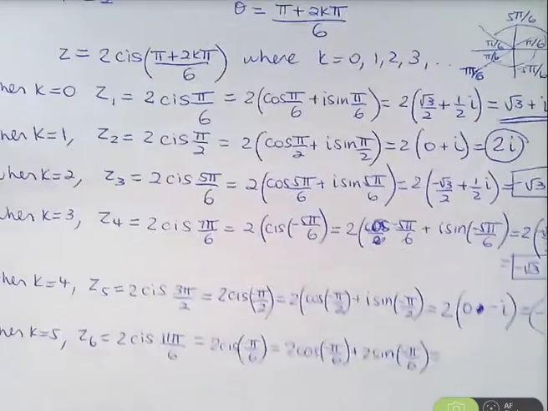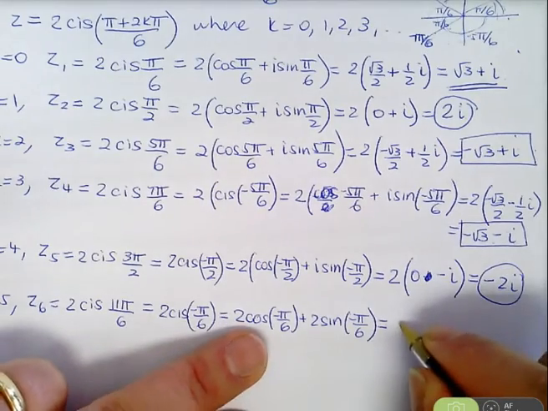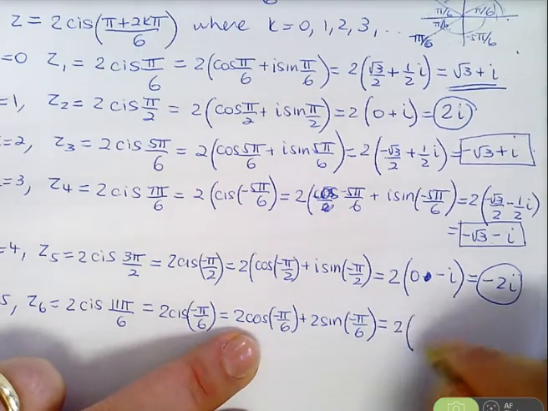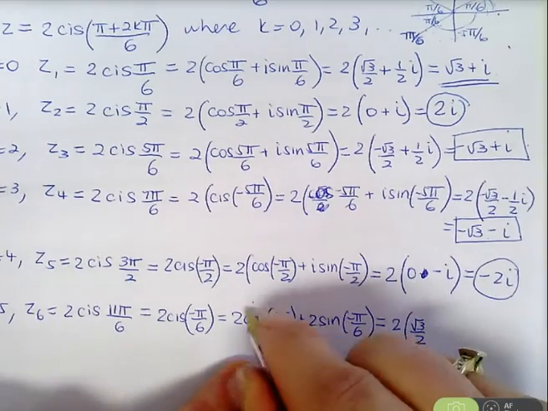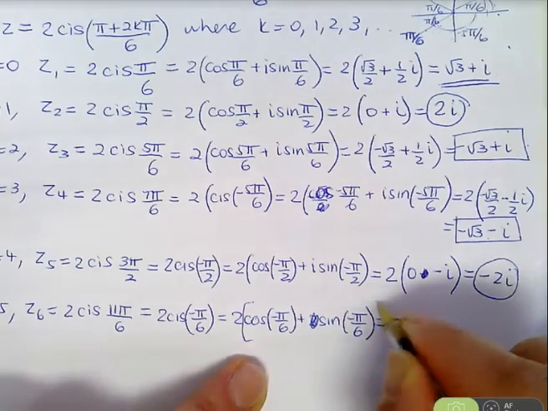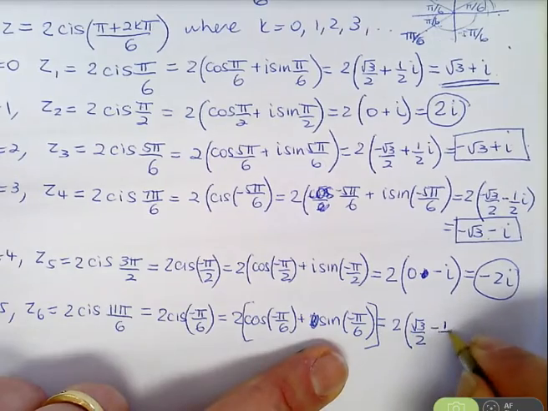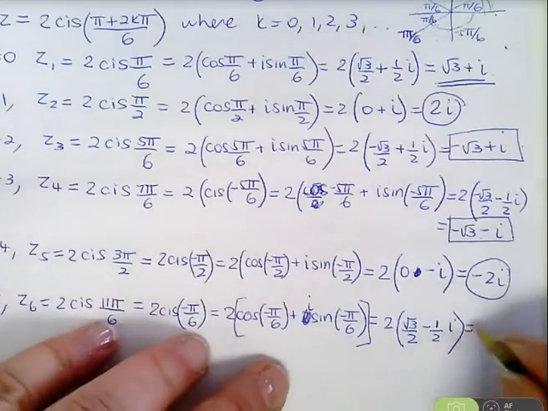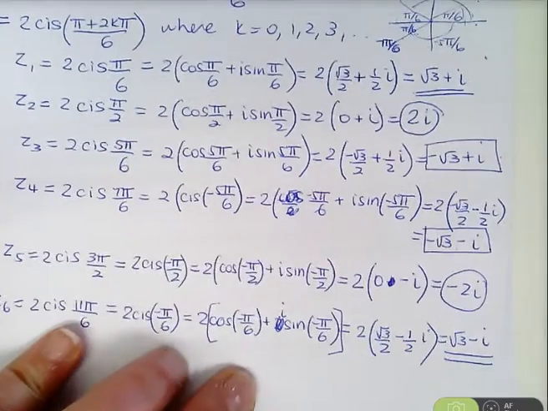These are both in quadrant 4. So cos in quadrant 4, remember, is positive, so it's just the same as cos pi on 6, the same as cos 30, which is root 3 on 2. And sine of minus pi on 6 will be negative, and it's negative a half. Sorry, I'm supposed to put an i there, that's what I did wrong. Which equals root 3 minus i.